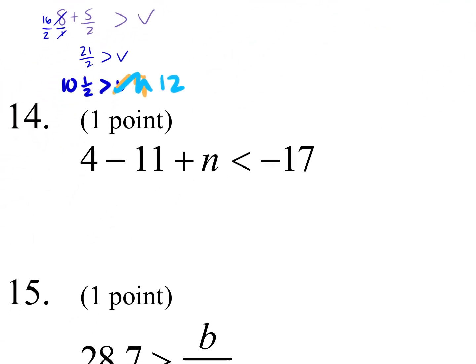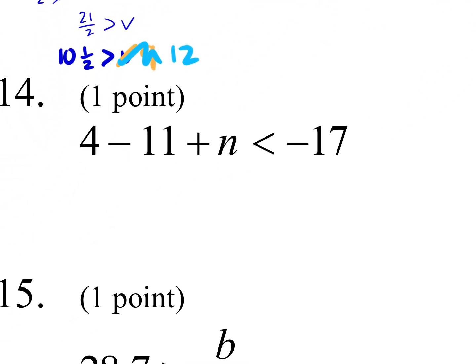So here, doing the same thing. We're solving our inequality. What should I do first? Combine like terms. What's 4 minus 11? -7.